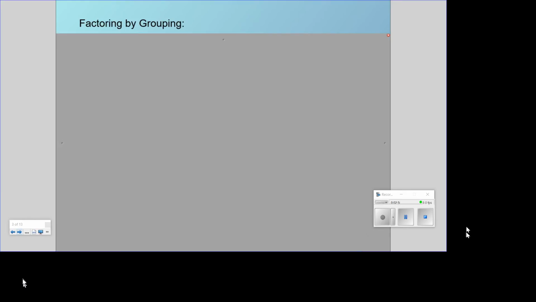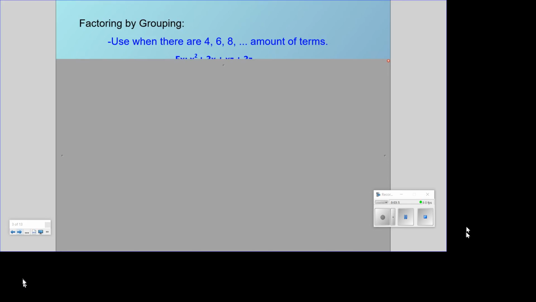So let's now build on this and learn the second factoring method for polynomials. This is factoring by grouping. Factoring by grouping can only be used when you have at least 4 terms and then increasing in even increments from there. So by grouping, we can factor when there are 4, 6, 8, 10, 12, and so on. If you have less than 4 terms, however, you will not be able to use this method. So a binomial and a trinomial cannot be used with this method. We will learn methods for trinomials in the coming lessons. So you're looking for at least 4 terms.